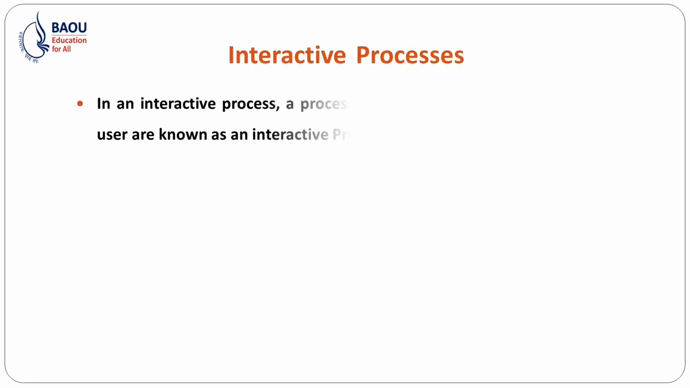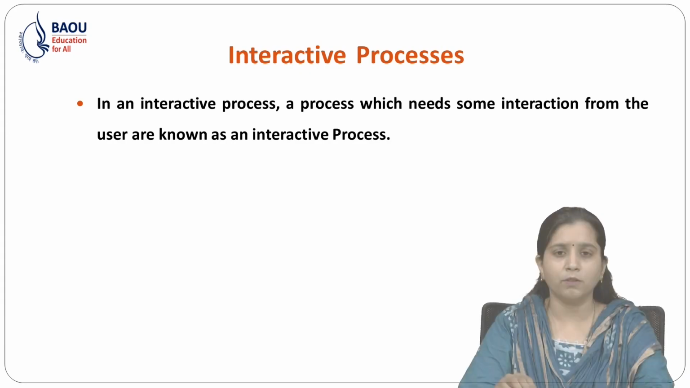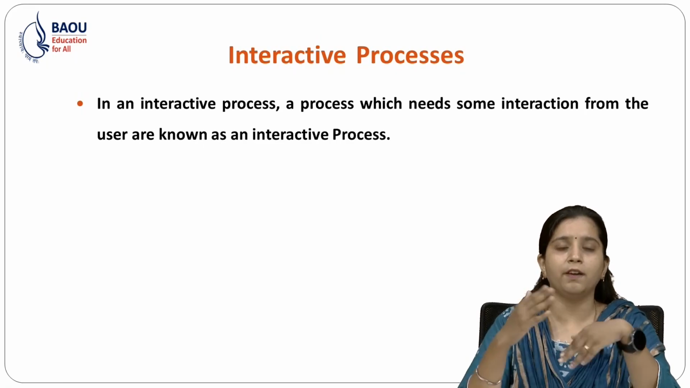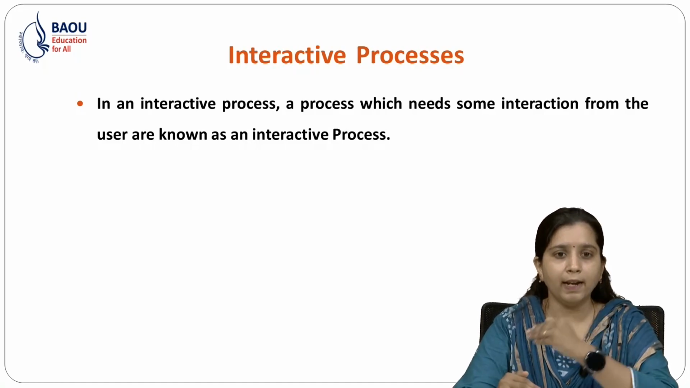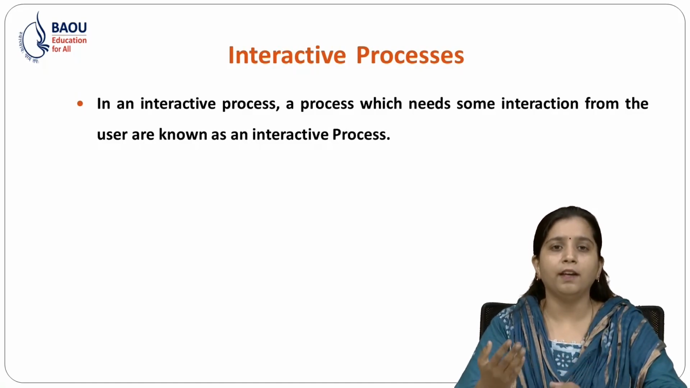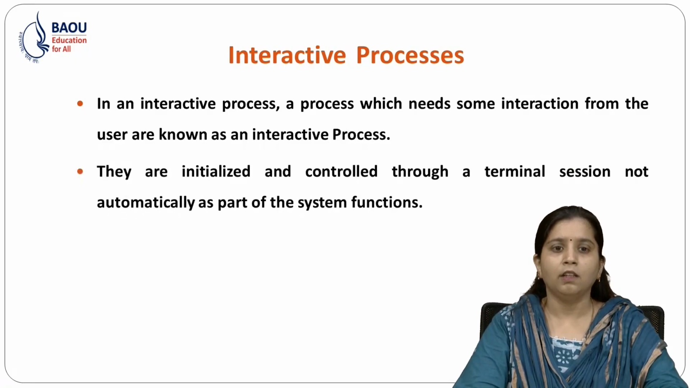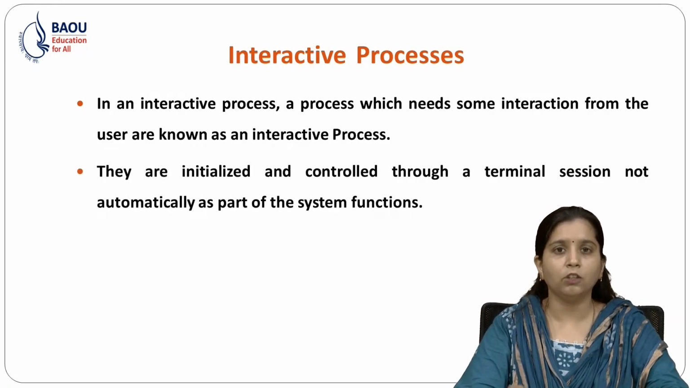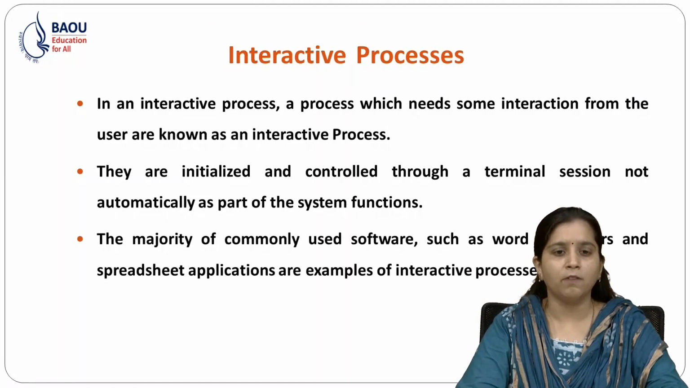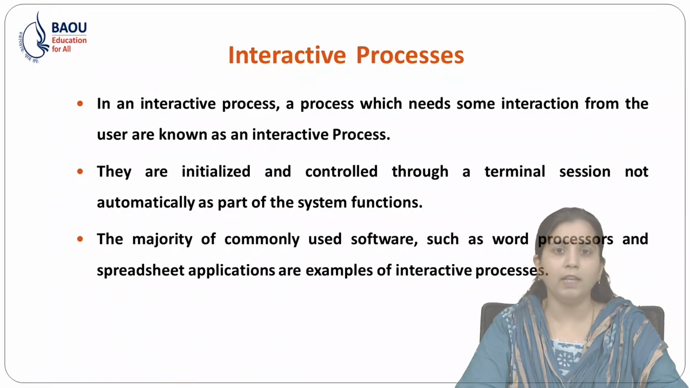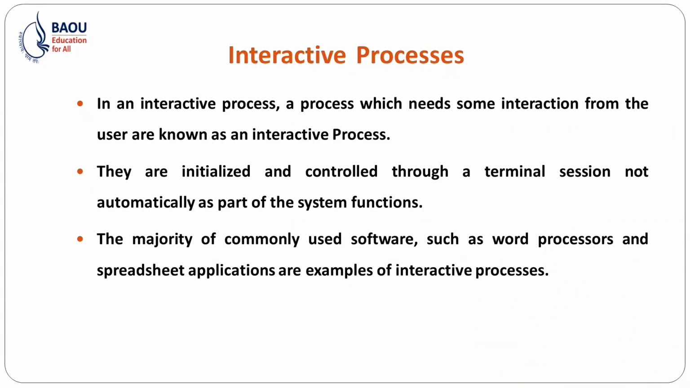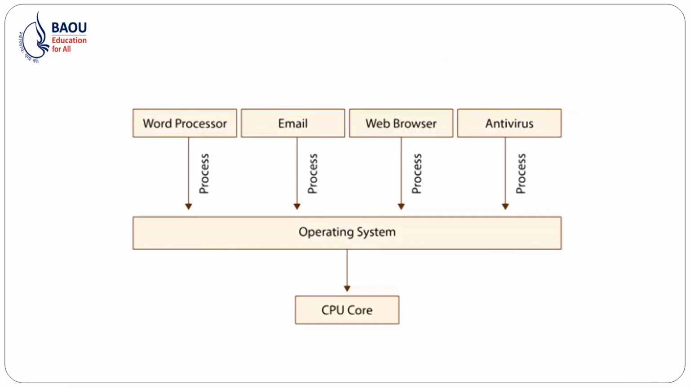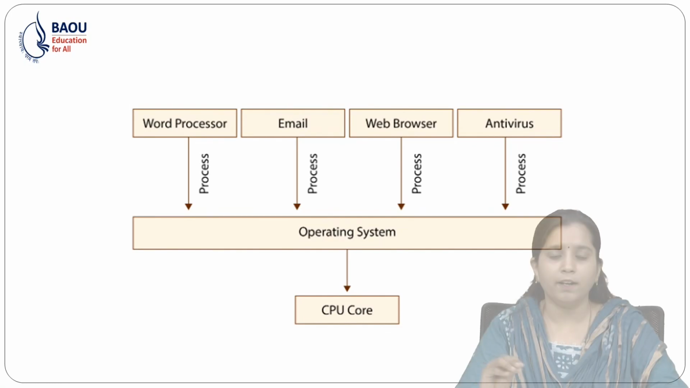Interactive process. A process which needs some interaction between the user and CPU is known as an interactive process. They are initialized and controlled through a terminal session, not automatically as a part of system function. The majority of commonly used software such as word processors and spreadsheet applications are examples of interactive processes. This is the finest example of an interactive process.